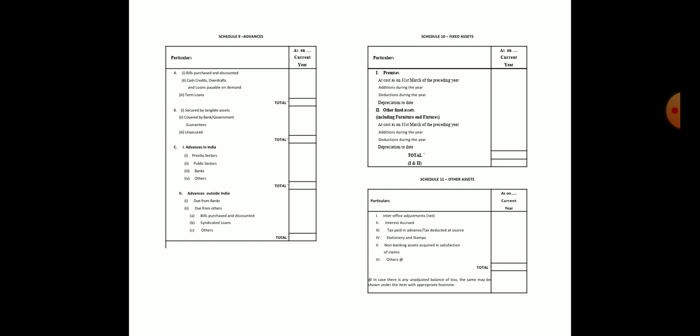Then at the fourth point, stationery and stamps, non-banking assets acquired in satisfaction of claims. Sometimes we have invested some money outside the banking operations, that is again for the satisfaction of claims. So those are non-banking assets. Other, if any: here we have marked that in case there is any unadjusted balance of loss, the same may be shown under the item with an appropriate footnote.